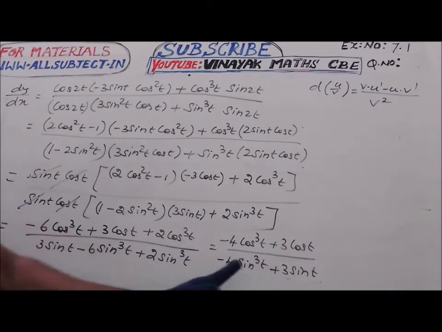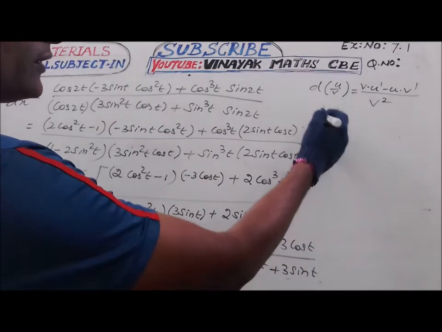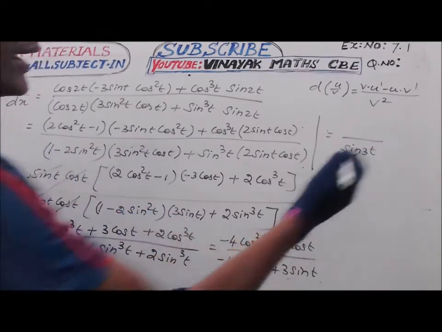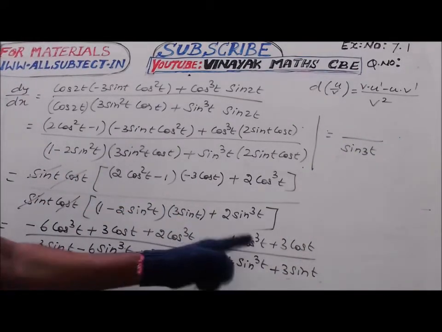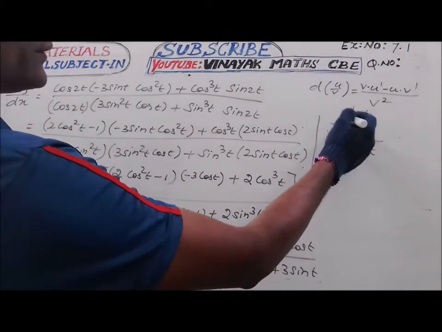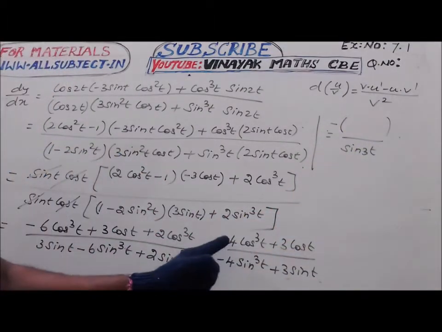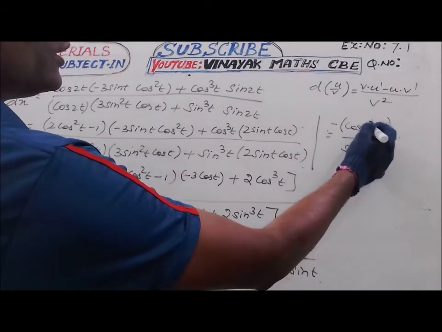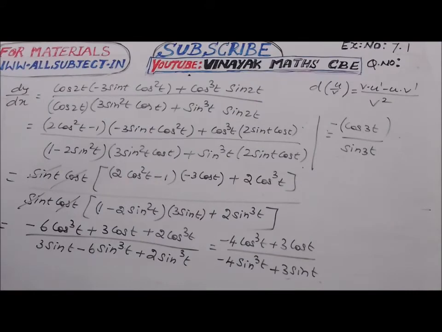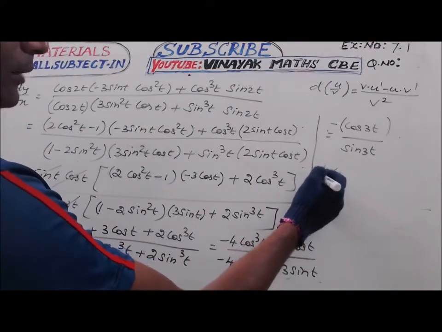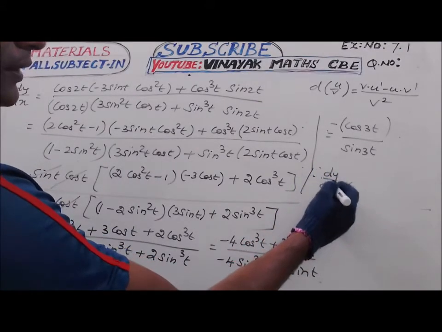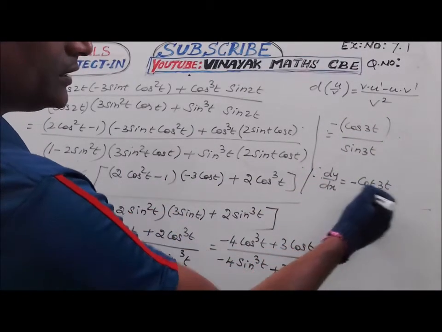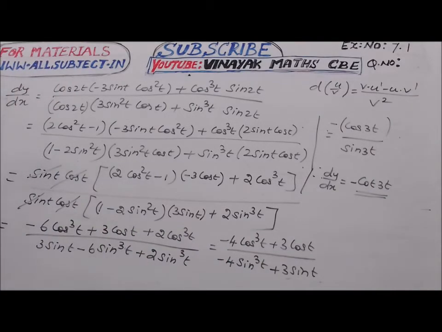So 3 sin a minus 4 sin cube a is the formula for sin 3a. So the denominator is equal to sin 3t, and taking minus out common, the remaining is 4 cos cube t minus 3 cos t, that is the cos 3a formula. So it is written as minus cos 3t. Therefore dy by dx is equal to minus cos by sin, minus cot 3t.